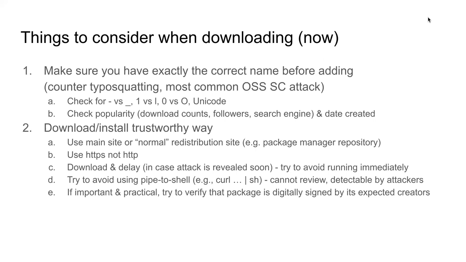And of course, download and install in a trustworthy way. Whatever its usual redistribution approach, try to use HTTPS instead of HTTP. One technique that is actually really helpful is download and delay. Download, but don't install it quite yet, particularly if you're doing application level packages. Because sometimes if a download site gets attacked, it's noticed, it gets fixed. But if you waited a little bit, then you didn't end up installing the maliciously subverted one. Try to verify it's digitally signed, but the challenge there is that there are challenges today with digital signature and verification. I'll talk more about some efforts to try to deal with that later.